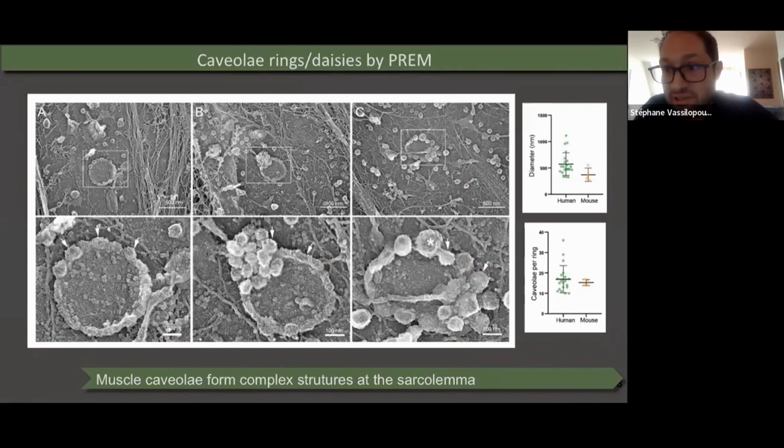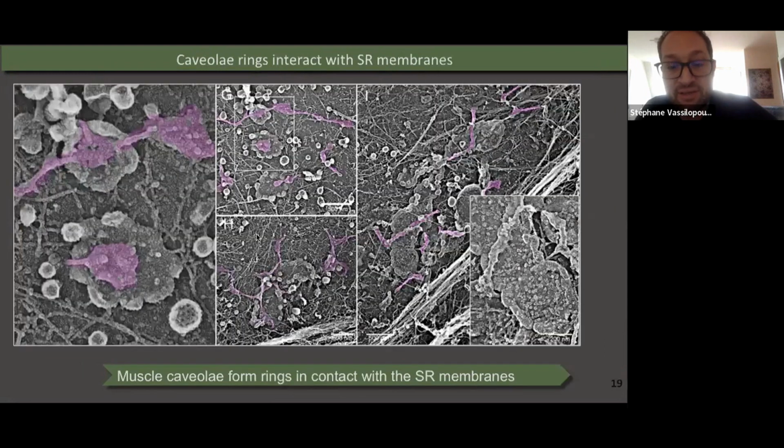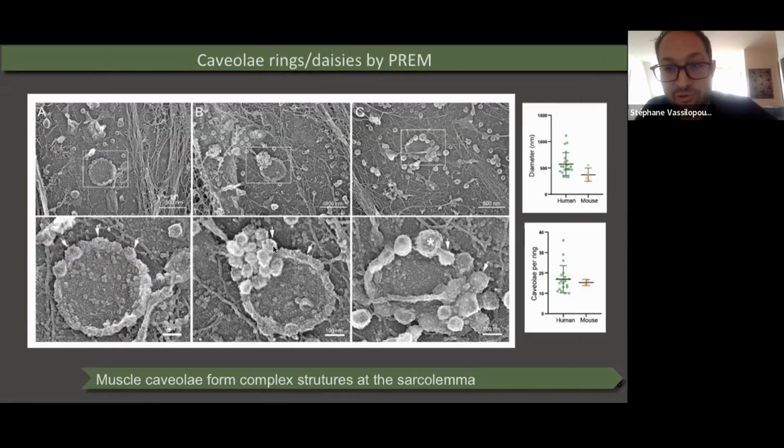Every time we could look at the electron microscope, we saw that caveolae were forming these circular structures. You can see that the striped surface of the caveolae are still visible in these rings. And then we have a plethora of different examples. We have naked rings, and then we have these rings with the caveolae, the stripes still visible on the periphery, but then you have all these caveolae accumulating on one of the poles of the ring.